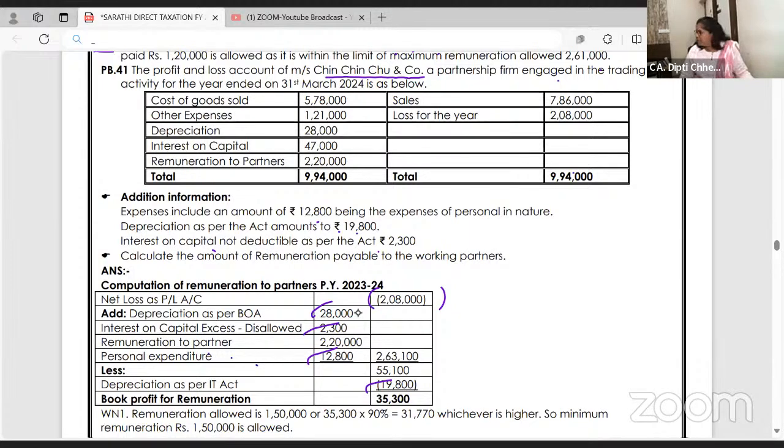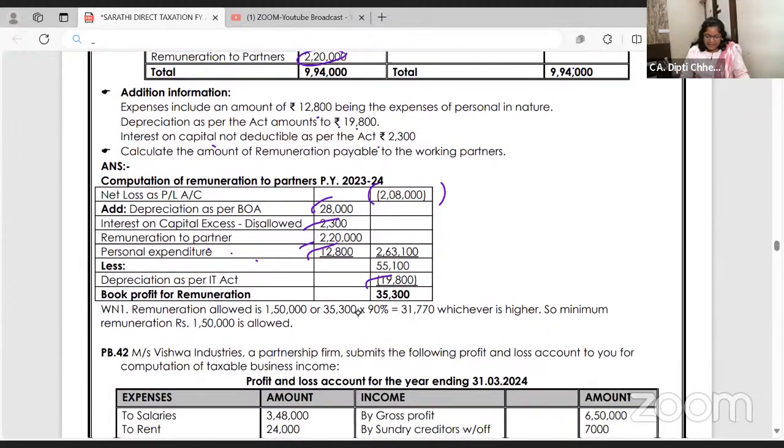Remuneration to the partner, that is 2,20,000 they have paid, add back. Now what you are getting is the book profit. I hope you all are getting the add and less, and you are getting the book profit.